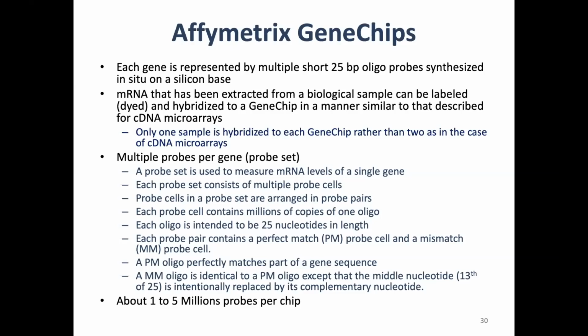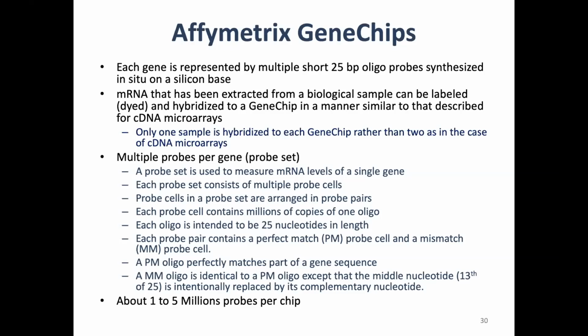But this Affymetrix is a one-color microarray. There is only one color, so only one sample can be hybridized on each chip, rather than two as in the case of cDNA microarrays. So here only one sample is used per chip. And there are multiple probes to capture a gene, so multiple probes per gene.